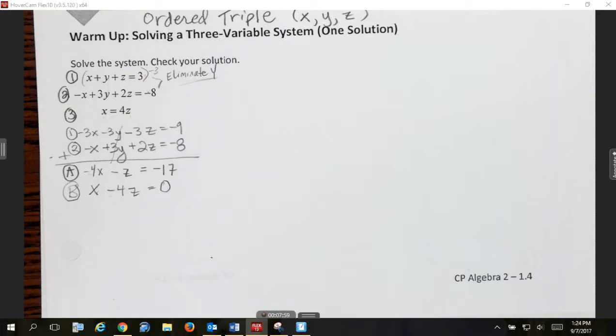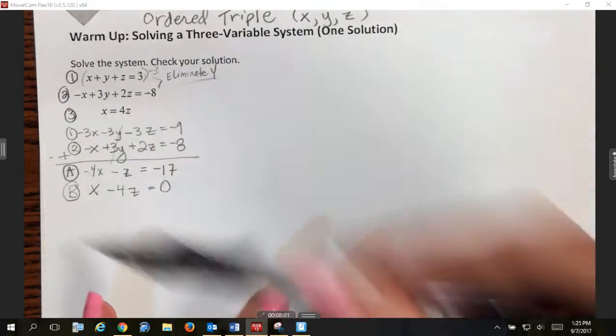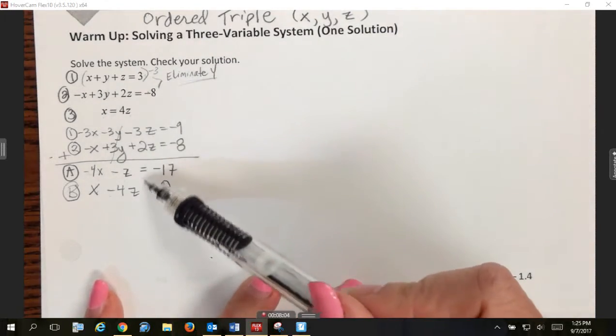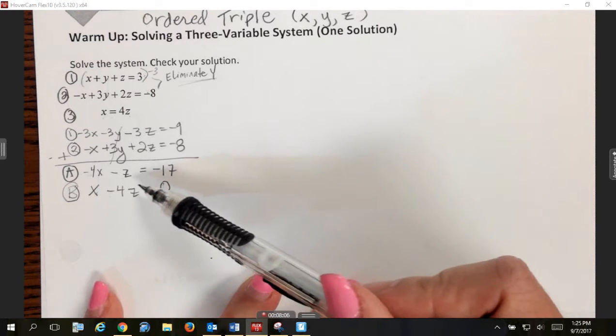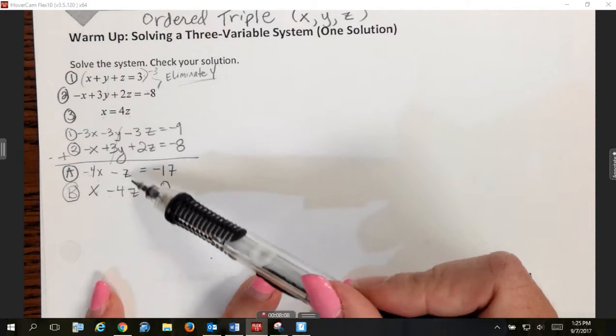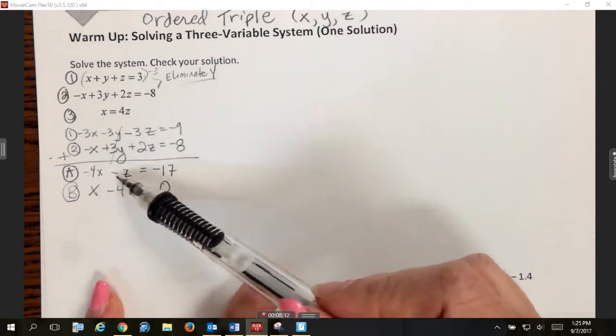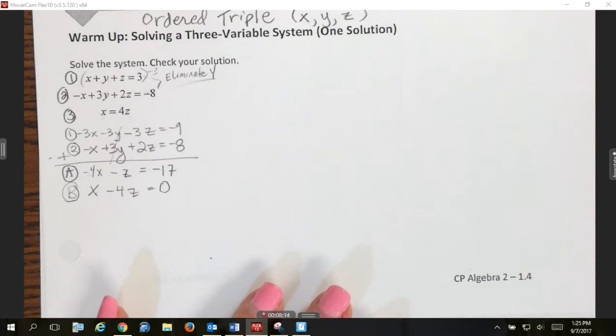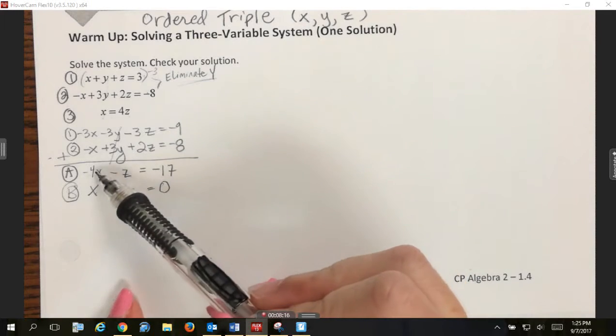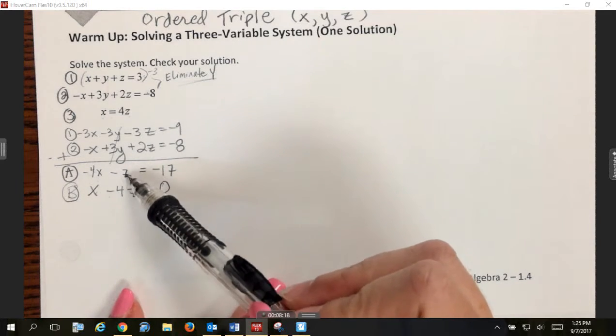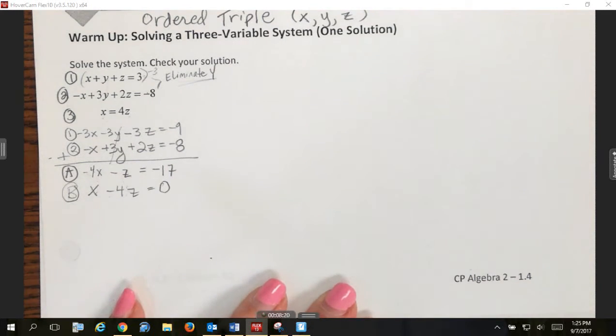All right, good idea. Let's do this. Now, what we did is we took 3 equations, we made it into 2 equations with 2 variables. So once you get to 2 equations with 2 variables, it's what we did last night. We need to eliminate one of them. Which one would you like to eliminate, the x's or the z's? I would like to eliminate the x's.